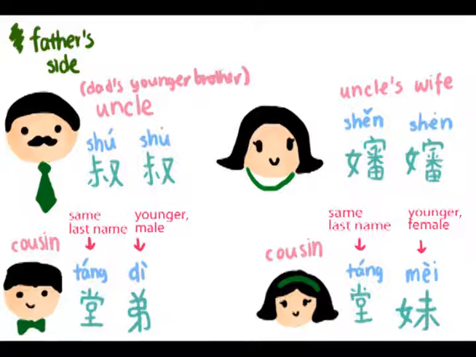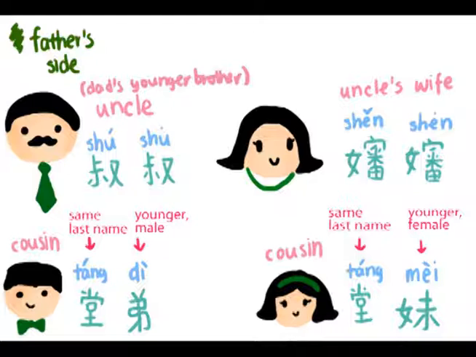Shen Shen is your Shu Shu's wife or your father's younger brother's wife.